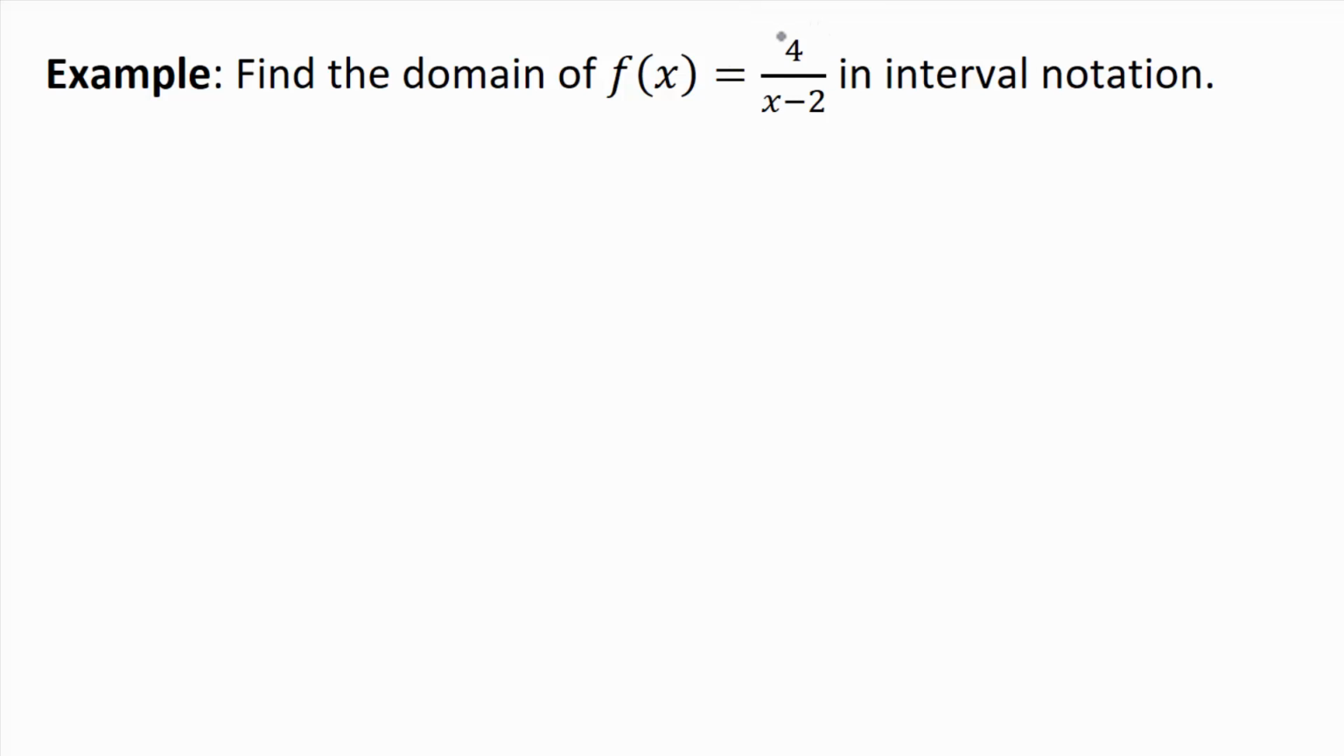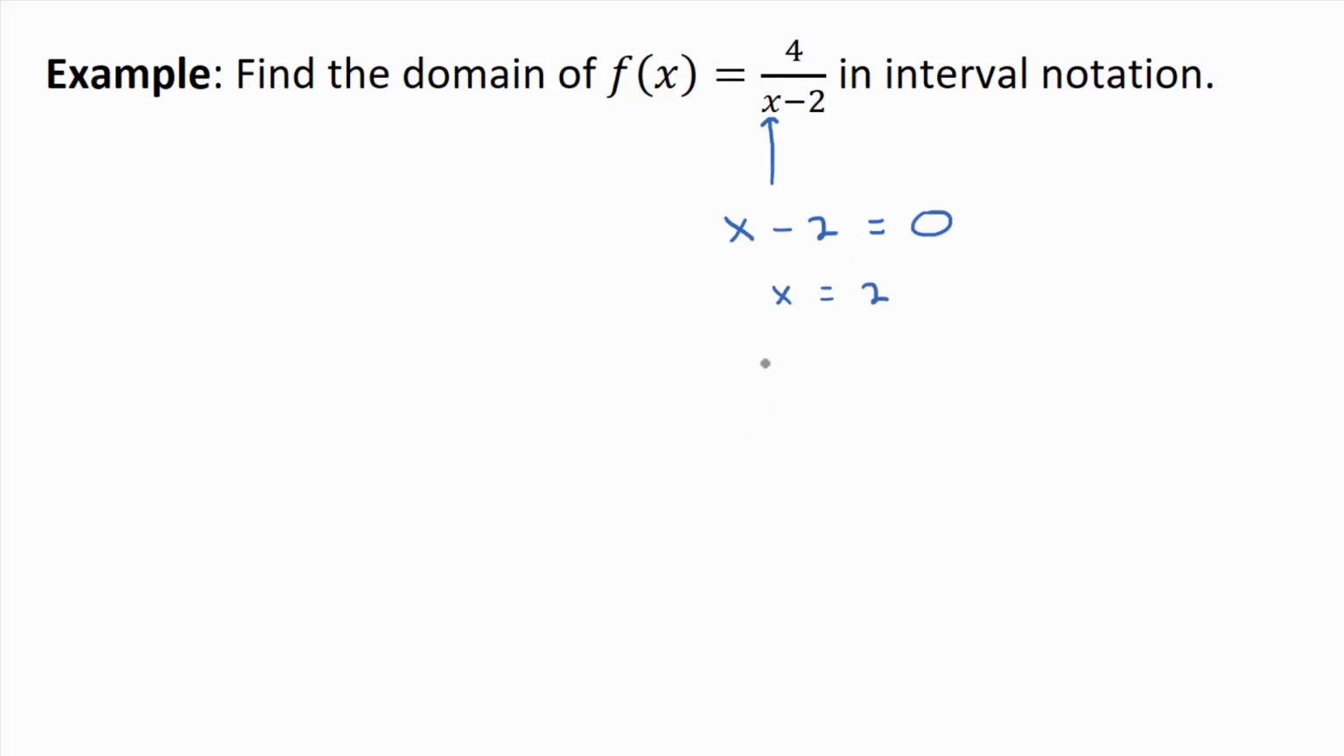It's a fraction, so let's ask what we're not allowed to plug in. And hopefully it becomes clear that plugging in 2 would be an issue because you'd get division by 0. By the way, if you have a more complicated denominator, set it equal to 0 and solve. So in this case, x minus 2 equals 0, add 2 to both sides. X equals 2 is the value that we have to restrict from the domain.